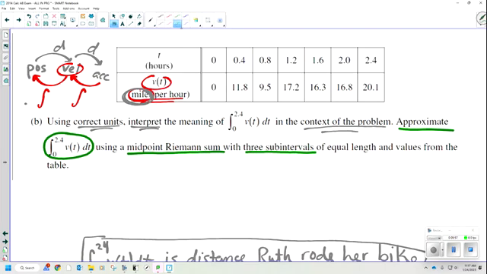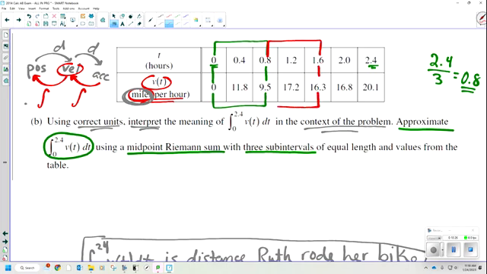So I need 3 subintervals of equal length. Okay? So notice I go from 0 to 2.4. So that's a distance of 2.4. If I divide that by 3, that's 0.8. So each subinterval is going to be 0.8. So I start at 0 and go to 0.8. That's my first subinterval right there. The next one goes from 0.8 to 1.6. Okay? And the last one goes from 1.6 to 2.4.